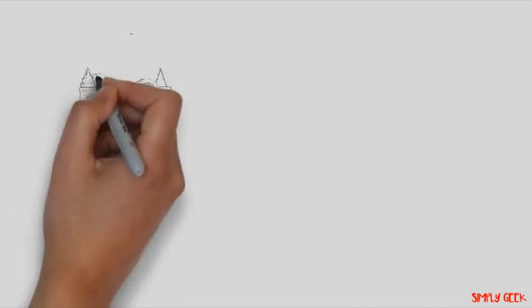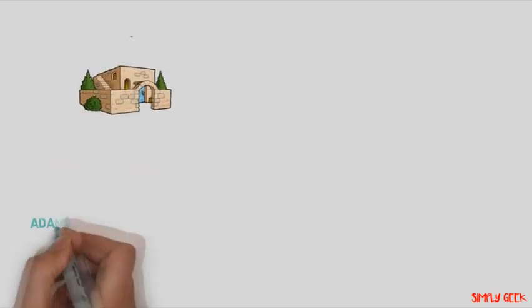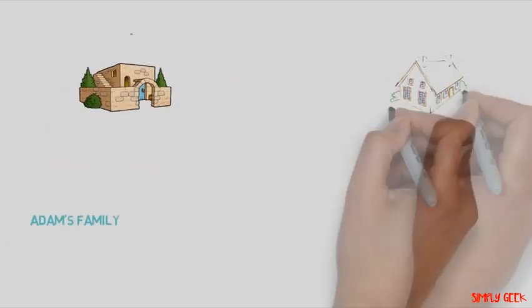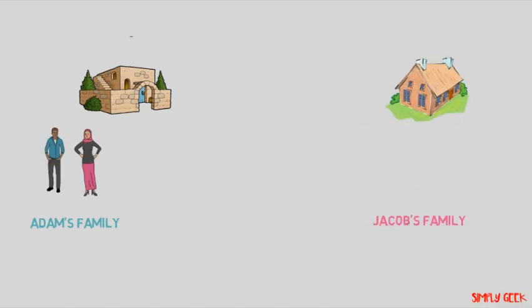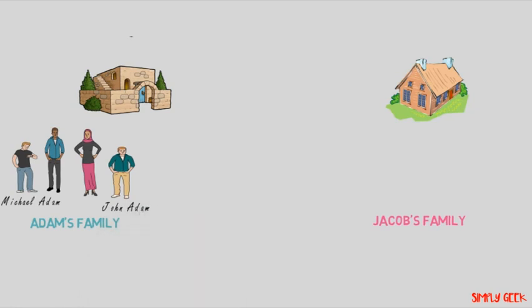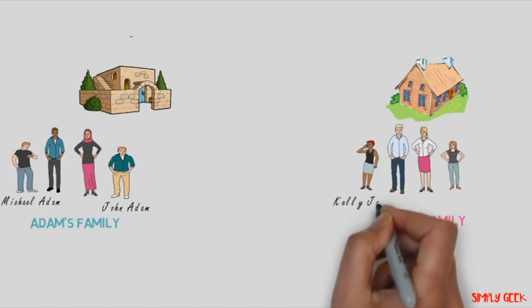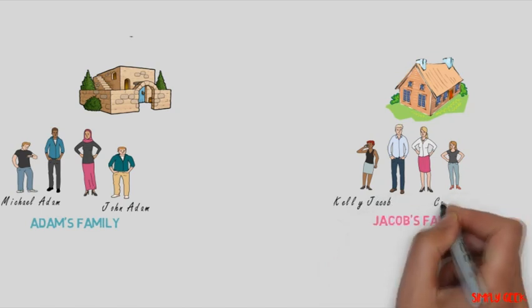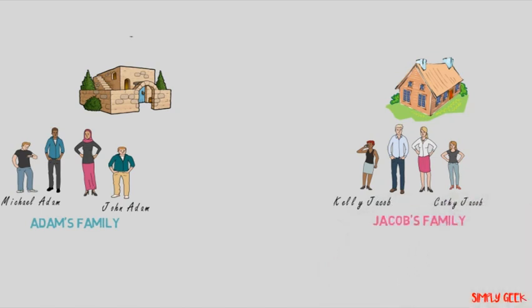To understand this better, let me explain the scenario. Once, there were two families, the Adam family and the Jacob family. Adam has a wife and two sons. Adam's sons' names were Michael Adam and John Adam. Jacob has a wife and two daughters. The daughters' names are Kelly Jacob and Kathy Jacob. Now note that the children carry their family names.